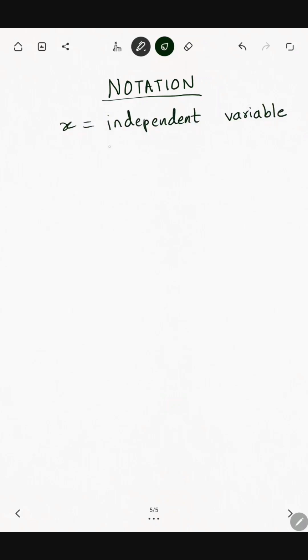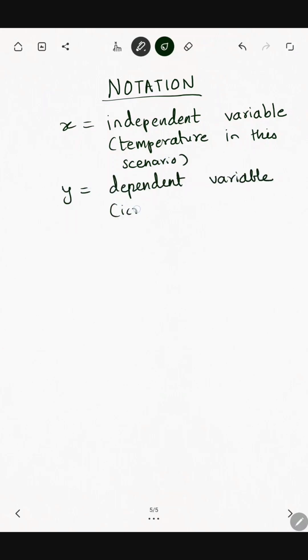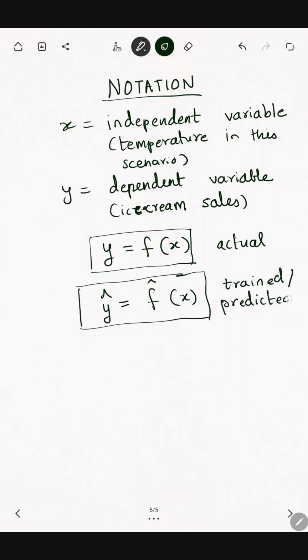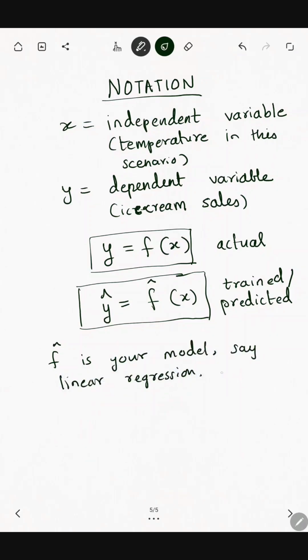So, firstly, let's try to find out what is bias. For that, let's establish some notation first. X is the independent variable, that is the temperature. Y is the dependent variable, that is the ice cream sales. Now, y equal to f of x is the true relation, which we don't know. Y hat is equal to f hat of x. Here, f hat is the predicted function or the predicted relation, and y hat is what you get when you plug in the x values in that predicted relation. So, y hat is the predicted value.